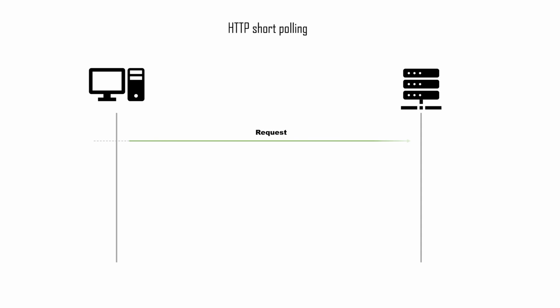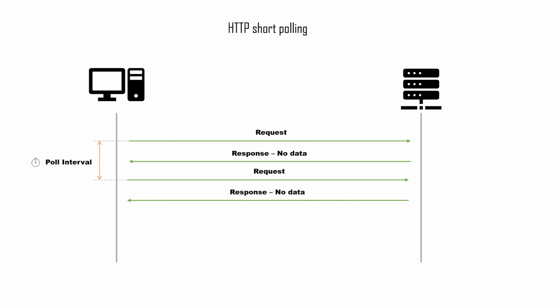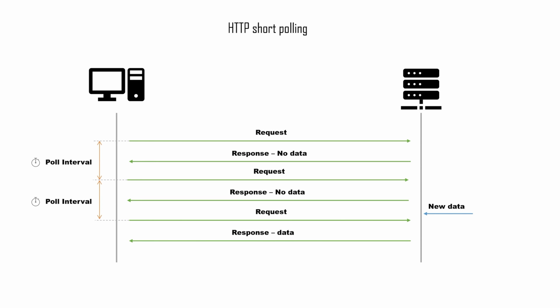Short polling is another technique in which the client requests updates from the server at fixed time intervals. So whenever new data is available, it's returned as one of the responses. The downside of this approach is that for each new request, a new connection is established.